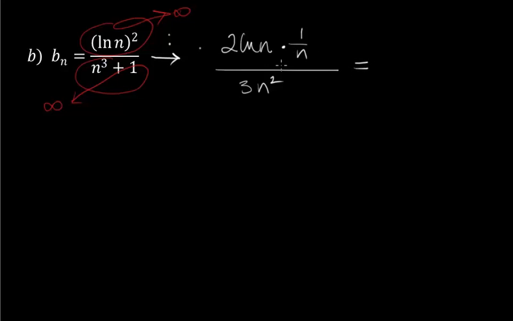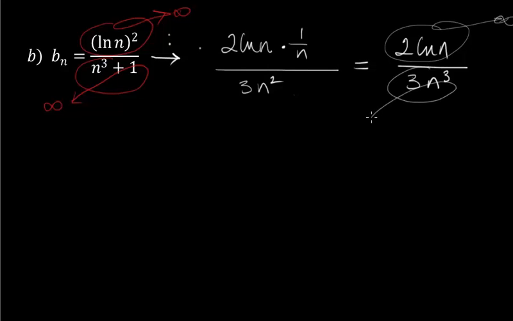In fact, you have to simplify this before you see if you can use L'Hopital's rule again, or possibly you have the answer. This would be 2 natural log n, and the 1 over n, well, the n just comes down into the denominator as a factor, and you have 3n cubed. Well, again, the top is still getting large without bound, so is the bottom, so we use L'Hopital's rule again. Let's put LR whenever we use it.